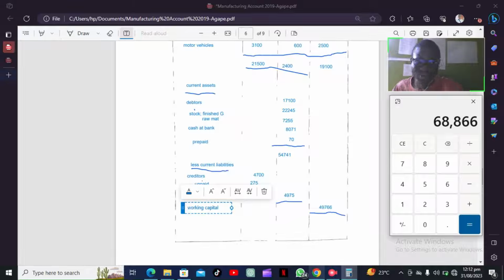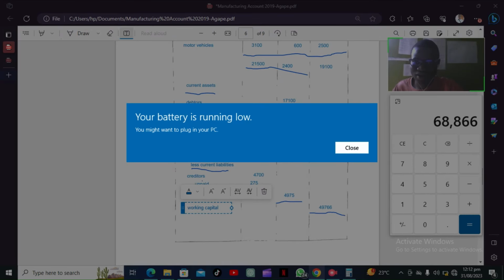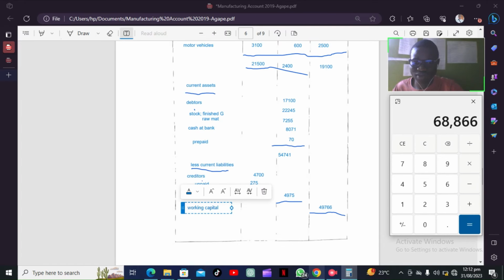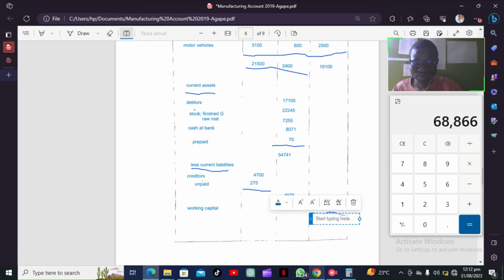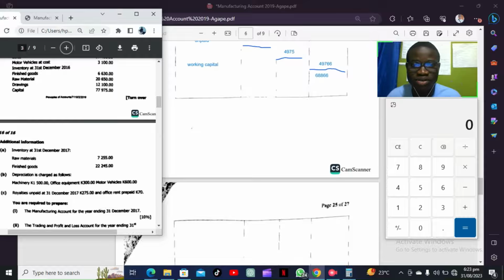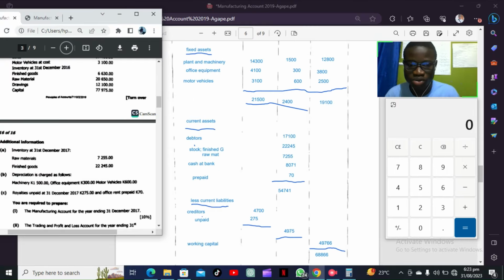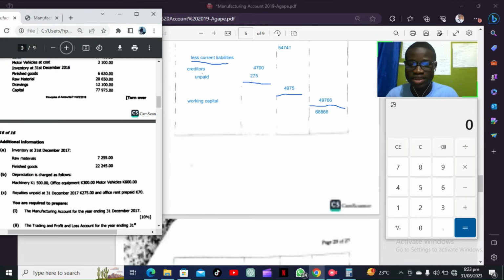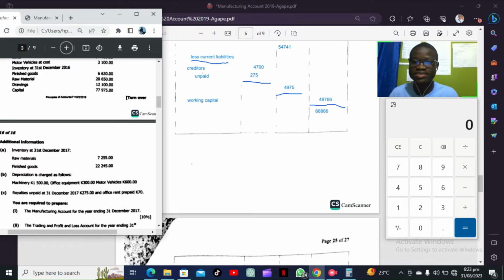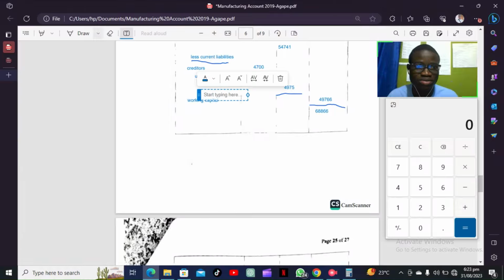So when you're writing your, what's this, your PC is about to shut down. So we're going to write this figure here, which was 68,866. Finish this up. Power left when we found our net assets. Yes, after working capital, then we added the working capital plus the fixed assets there. Then we found 68,866 kwacha.